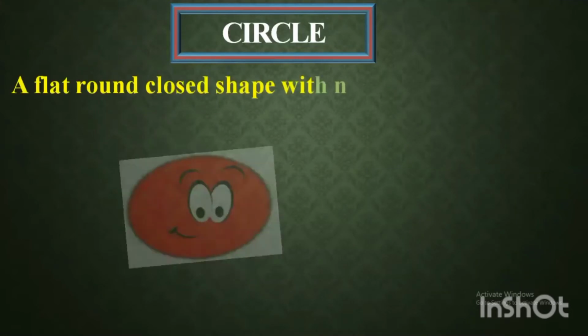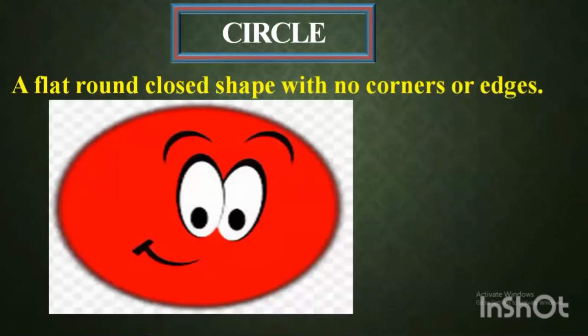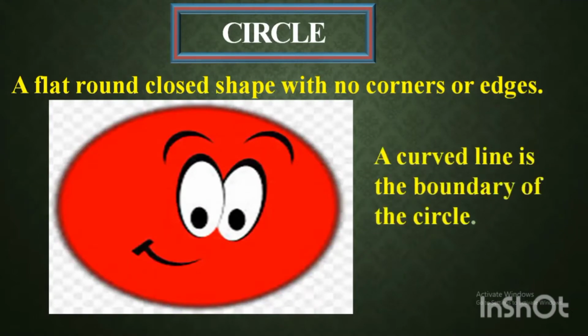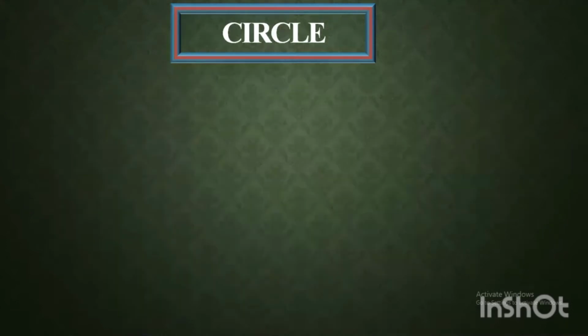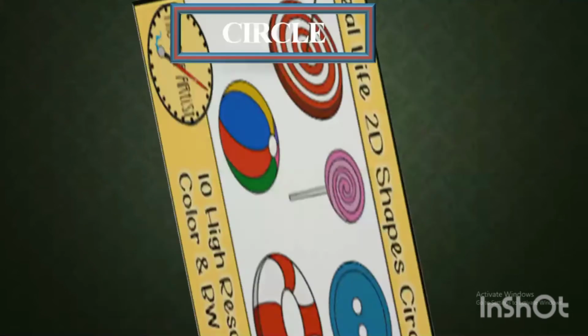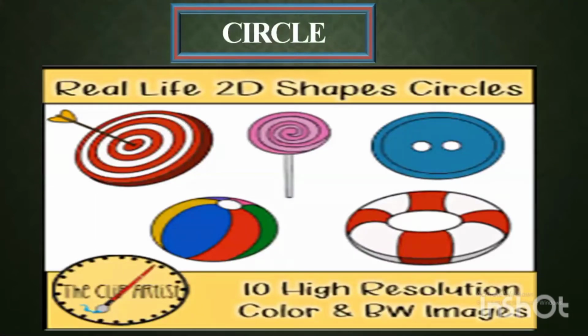Circle. Circle is a flat, round, closed shape with no corners or edges. A curved line is the boundary of the circle. Here are some examples of circle from our daily life.